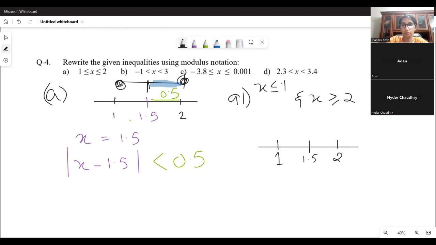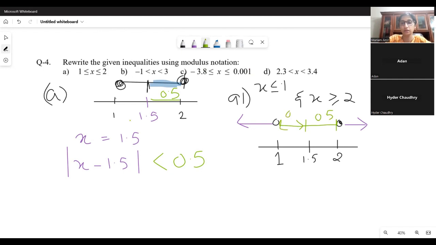Because we're talking about this region and this region, where x is greater than or equal to 2 and x is less than or equal to 1. So here the minimum distance is 0.5 on either side. So you write modulus of x minus 1.5 is greater than 0.5, if that were the question.